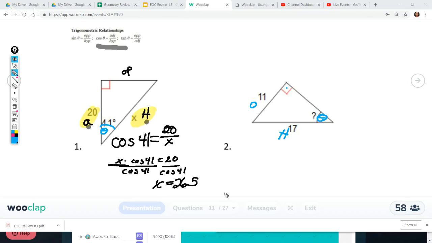So I'm going to type in, well, I don't know my angle, so this means I have to do sine inverse. Anytime you don't know your angle measure, you're going to use the inverse function. Who knows how to use the inverse function? What do I have to hit first?